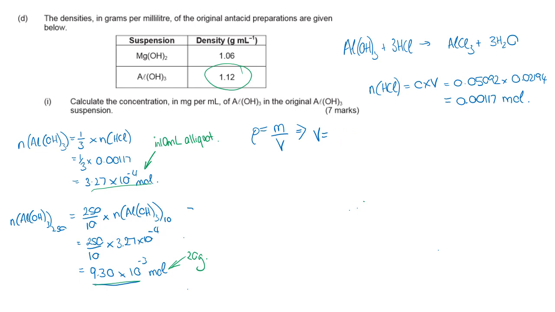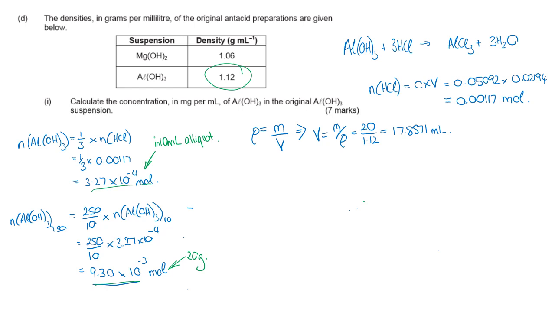Volume is going to be the mass on top of the density, which is going to be the 20 grams over 1.12 grams per mil. So 20 over 1.12 is 17.8571 mils. So a 20 gram sample of the original antacid has a volume of 17.8571 mils.